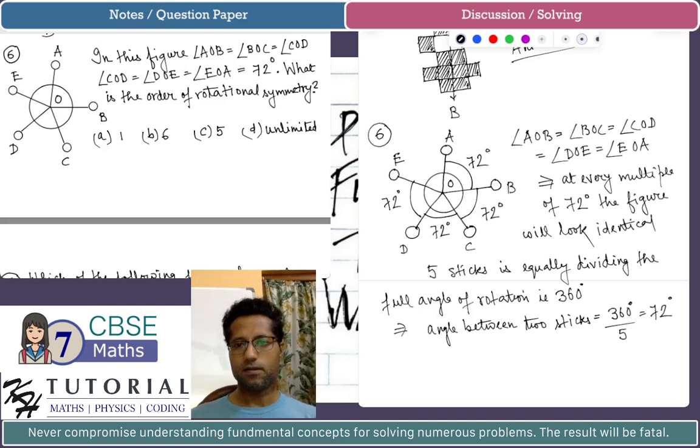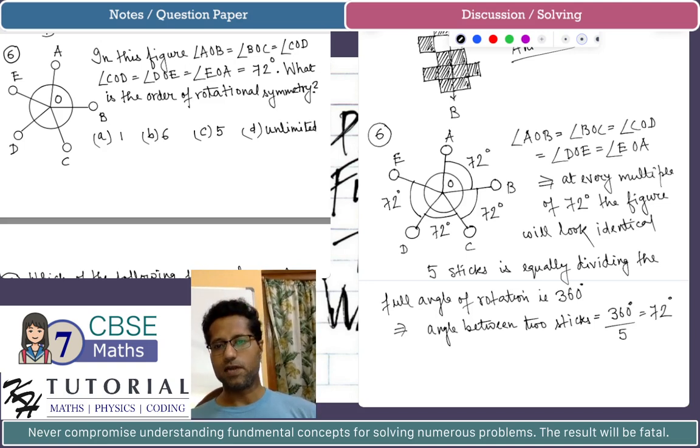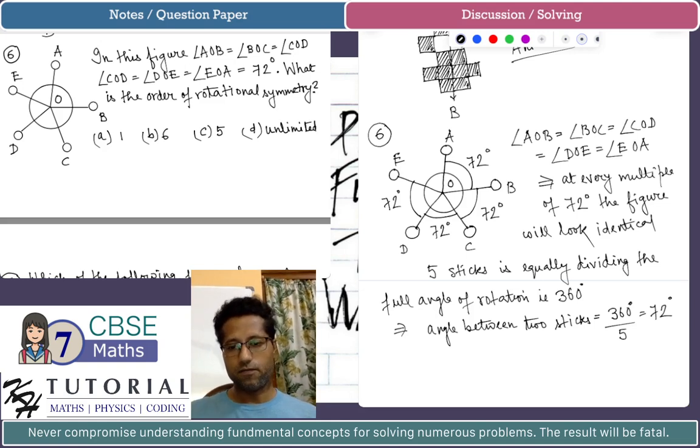If you rotate the whole figure by 72 into 2 degrees, it will again look identical. So for this kind of figure, the order of rotational symmetry is 5, because 360 degrees divided by 72 is 5, and 72 degrees is the angle between all the sticks. Okay, so the answer is 5. The order of rotational symmetry is 5.